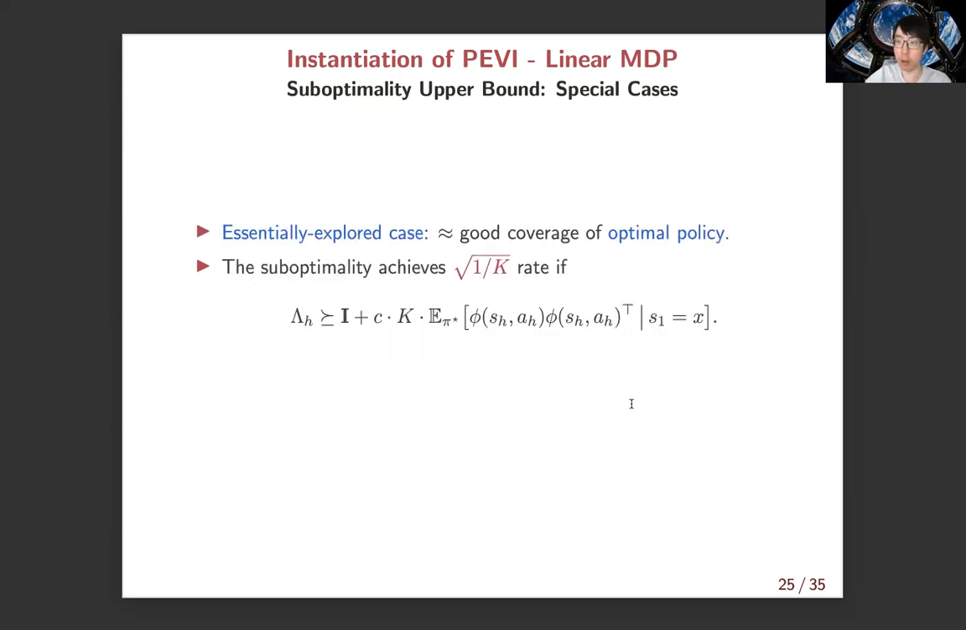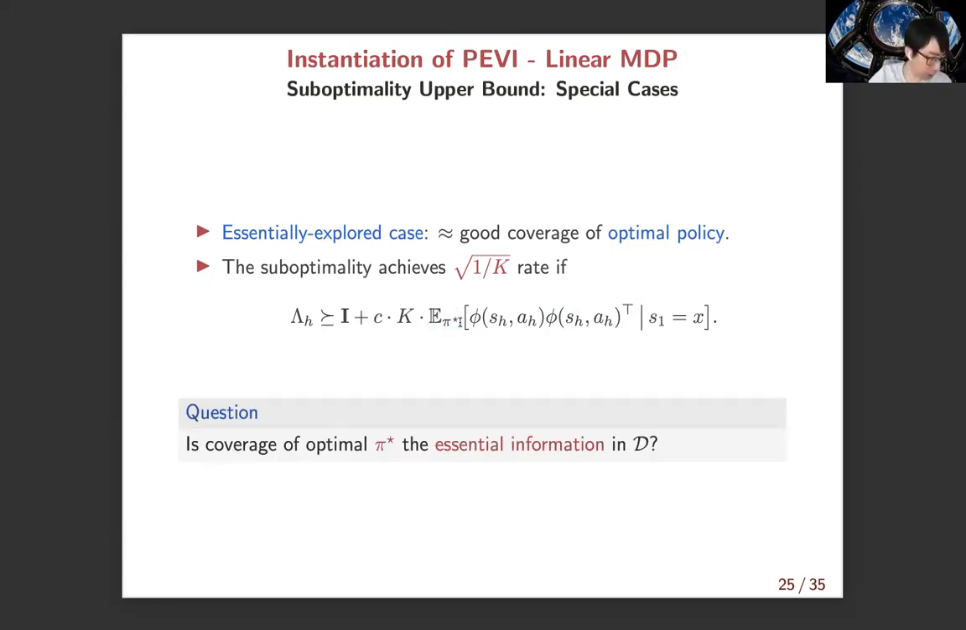So the nice thing about our upper bound is that if we have a so-called essentially explored case, where we only have a good coverage of the optimum policy instead of all policies, then the suboptimality can still be upper bounded by 1/√K up to some coverage condition. So here we do not assume some kind of uniformly lower bounded eigenvalue, but just assume this lambda matrix is lower bounded by another matrix, which is the covariance matrix along the optimal trajectory. That's a much weaker condition.